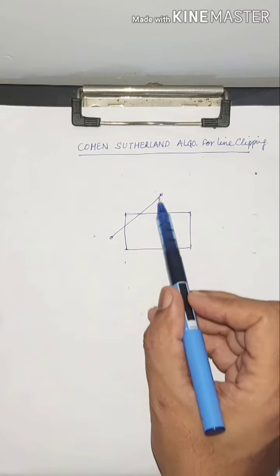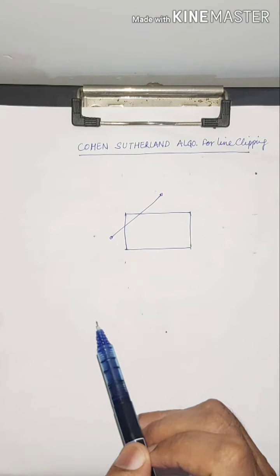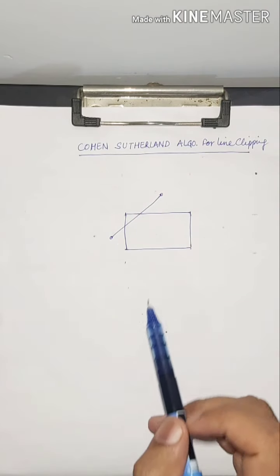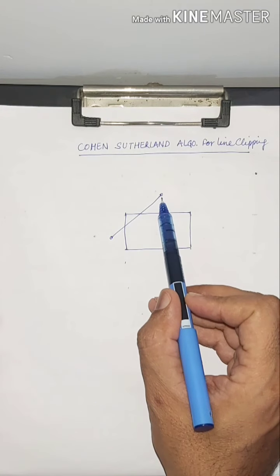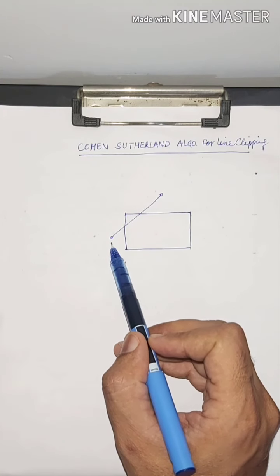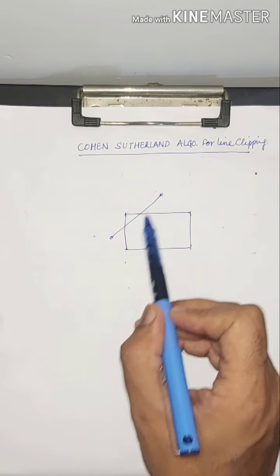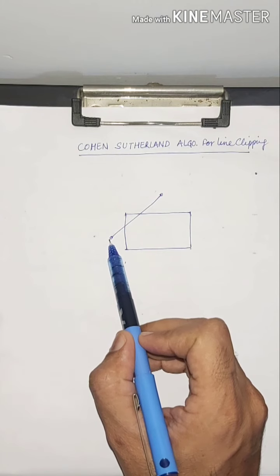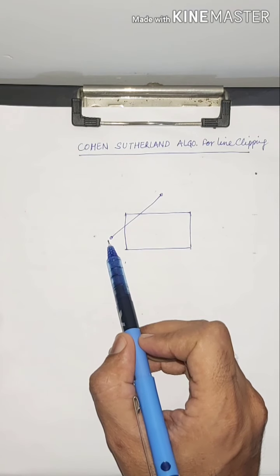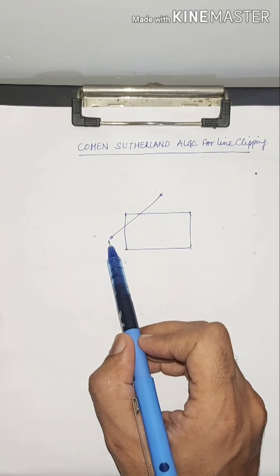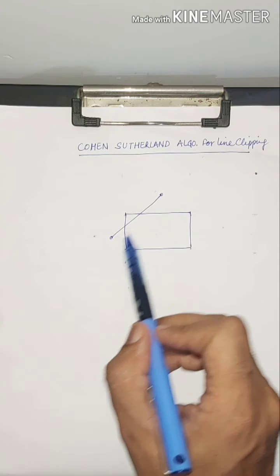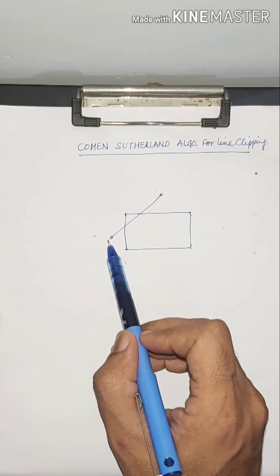Now, if we want to clip this line, according to that algorithm, first of all we find whether both the points are inside the window or outside. According to that algorithm, both the points are outside the window. As you can see, if you calculate them, it will be proved that both the points are actually outside the window.